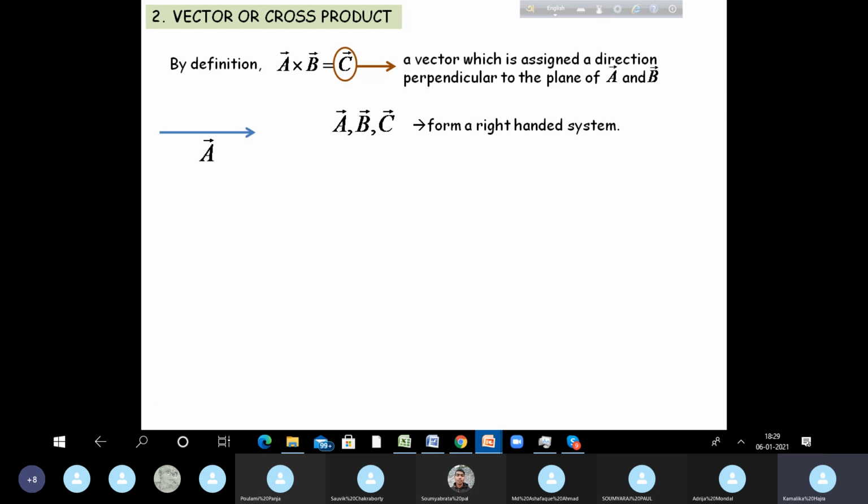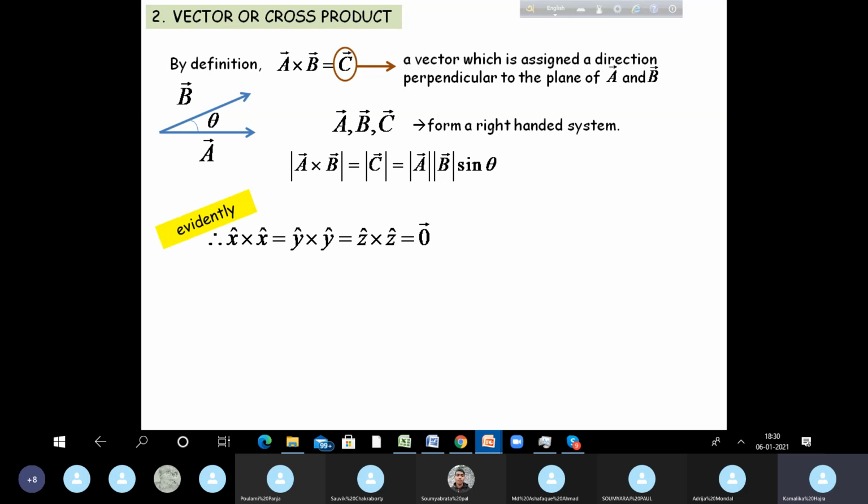So if you have a vector A like this and a vector B like this, and the angle between them is theta as earlier, then this is the definition of the magnitude of the cross product. Magnitude of A cross B is magnitude of A multiplied by magnitude of B into sine of the angle theta between A and B. So in dot product you get AB cos theta, in cross product you get AB sine theta.